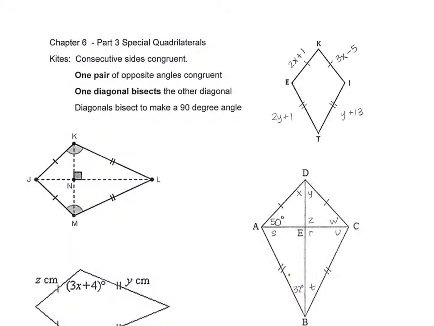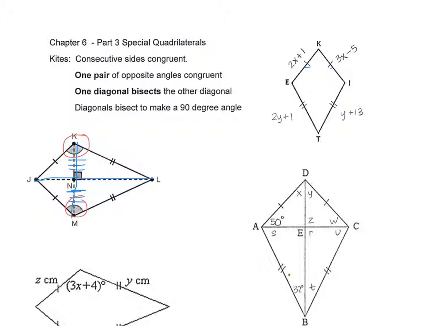Okay, the last section is about kites and trapezoids. In a kite, consecutive sides are congruent, which we have over here. One diagonal bisects the other. So JL bisects KM so that these two are congruent. And then one pair of opposite angles are congruent, and diagonals bisect to form a 90-degree angle. So you use that information to solve for x and find missing angle measures.